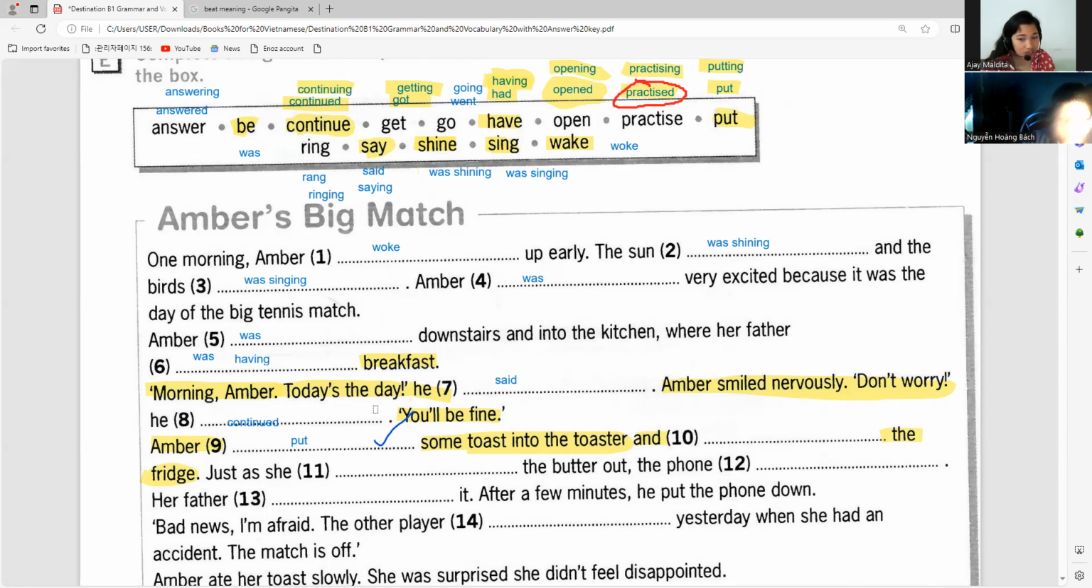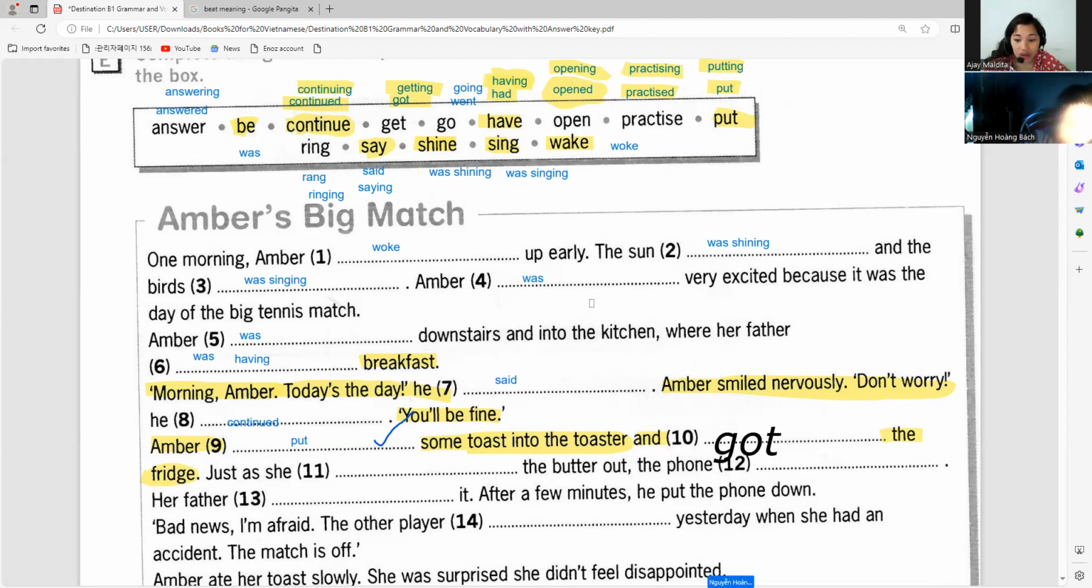Practice? Are you sure? Yeah. Okay, another answer. Okay, you can circle. What is the correct answer? Is it opened? Got? Answered? You will put some toast into the toaster and what will you do next? Is it answered? Get, got, opened, practiced.